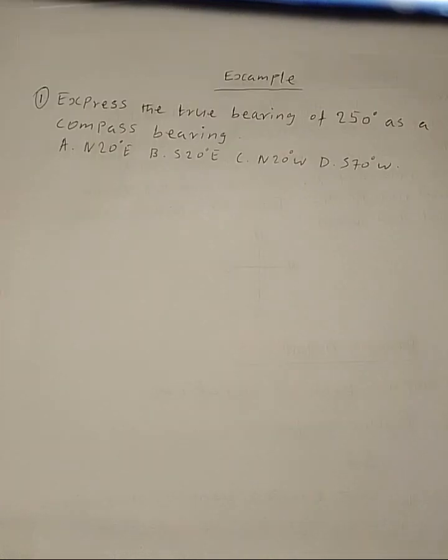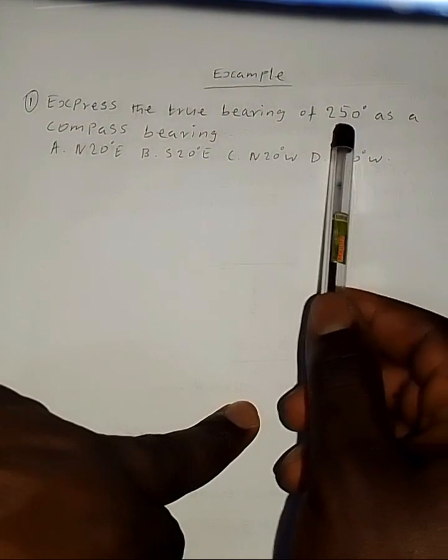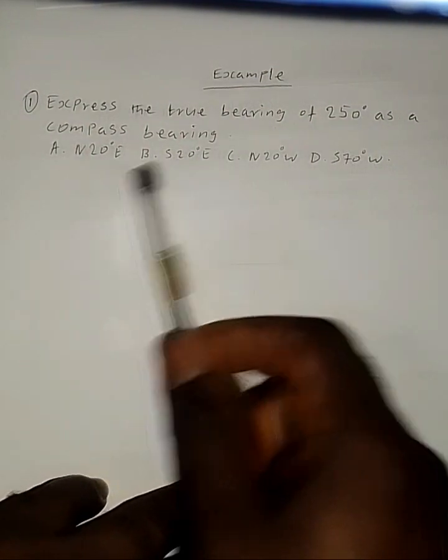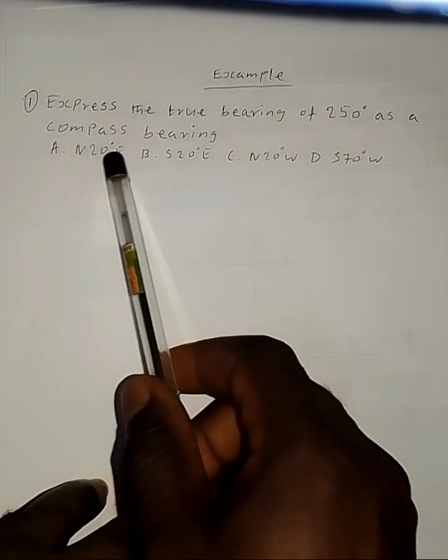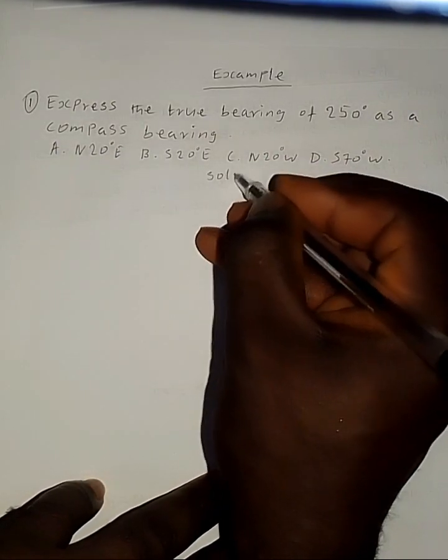Thank you. Let's see this example. It says express the true bearing of 250 degrees as a compass bearing. This bearing is in three-figure notation, and we are required to express this as a compass bearing. So, solution.